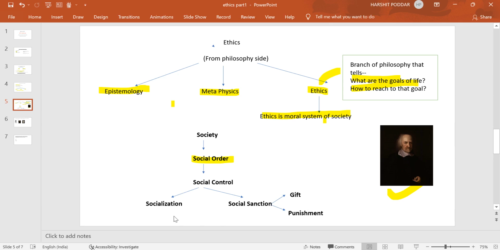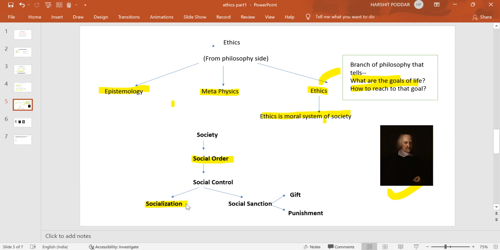Now, to understand socialization in very simple terms: in coming lectures, we will explain socialization, the importance of socialization, and the importance of social action very deeply. But as we are just starting the syllabus, we are trying to understand the concepts from their outline. Therefore, we are understanding the basics of these terms. In further videos, we will go very deep into socialization and social sanction.